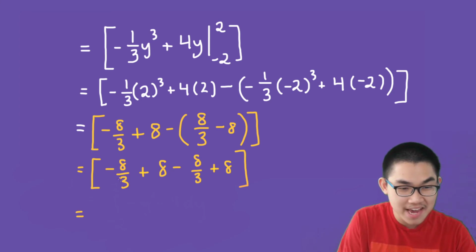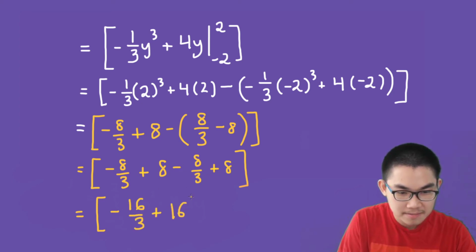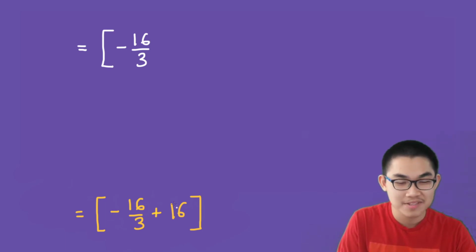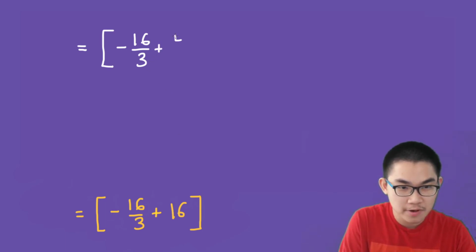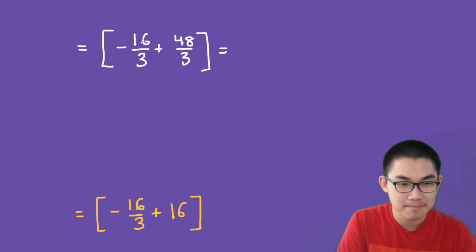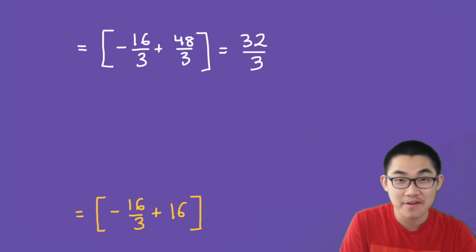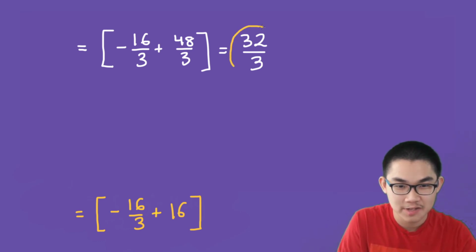And so negative 8 over 3 minus itself is going to be negative 16 over 3. And 8 plus 8 will simply be 16. Now 16 becomes 48 over 3. 48 minus 16 is going to be 32. So the final answer is 32 over 3. And this represents the area between those two curves. So there we go. We're done.